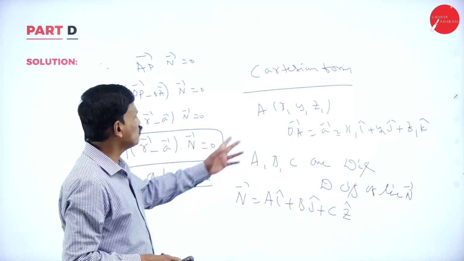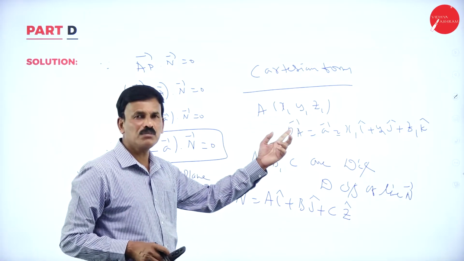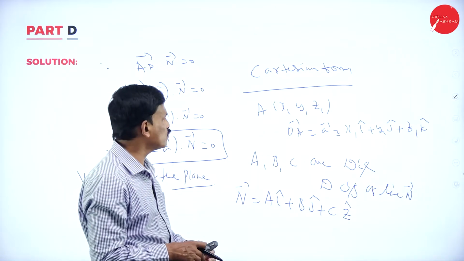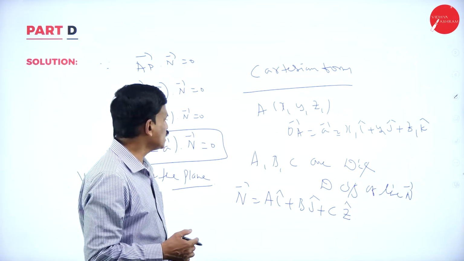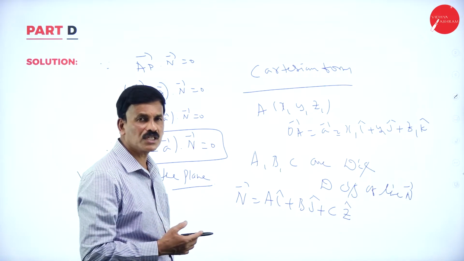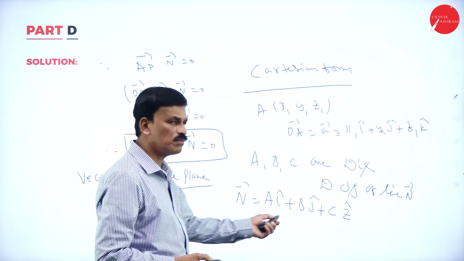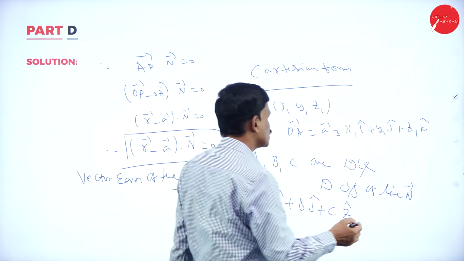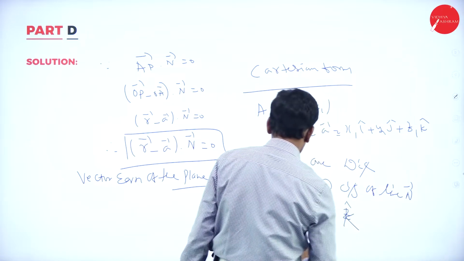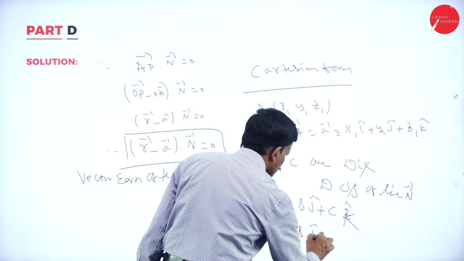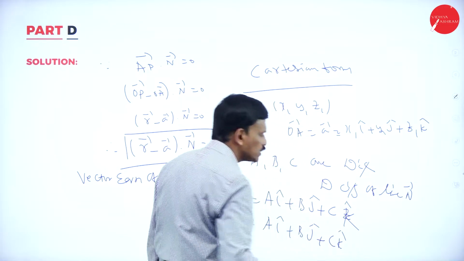See here, let A (x1, y1, z1) be any point on the plane. Therefore, the position vector OA is equal to x1 i plus y1 j plus z1 k. Let a, b, c be the direction cosines of the vector n. Therefore, vector n is equal to a i plus b j plus c k.